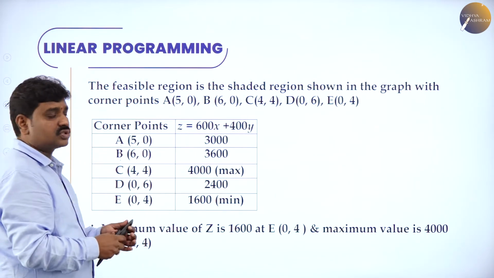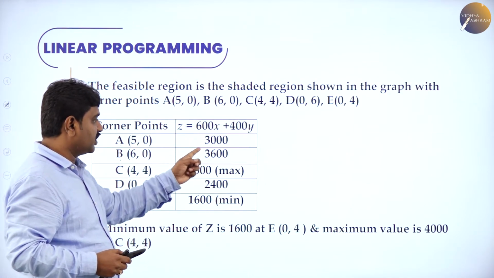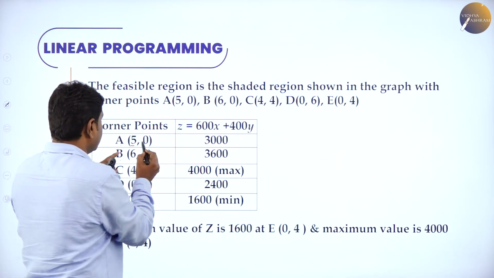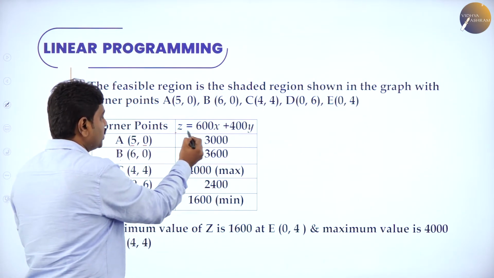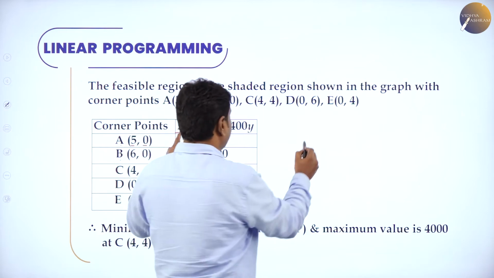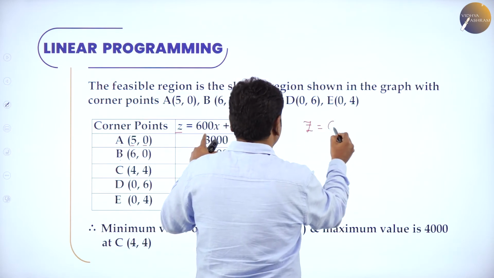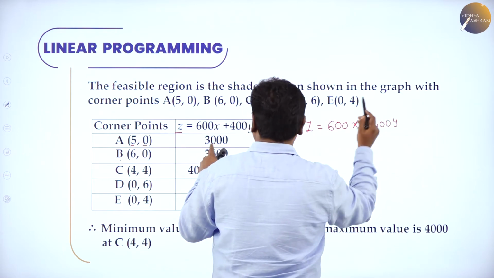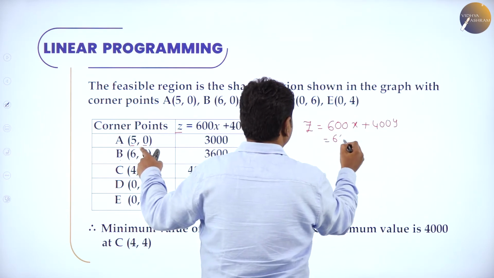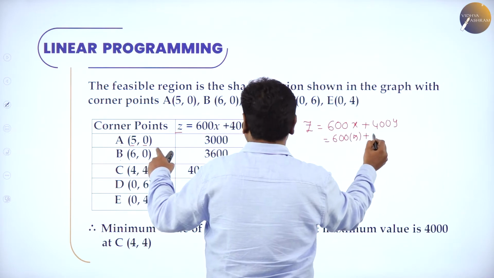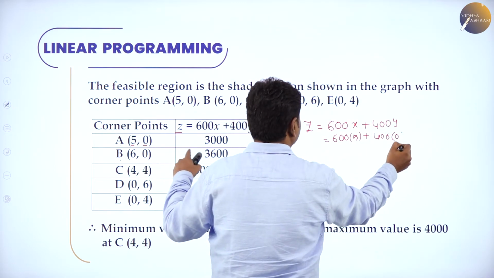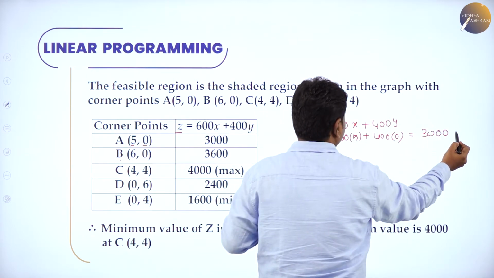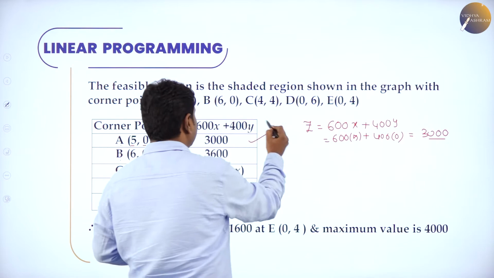Now our task is to substitute these points in the objective function to get the maximum and minimum. So A is 5 comma 0: in the place of x put 5, in the place of y put 0 in the objective function z. Till now we have seen the problem gives z. What is z? 600x plus 400y. So in the place of x put 5: 600 into 5 plus 400 into 0. 6 5s are 30, so it will become 3000, plus 0, that is 3000.